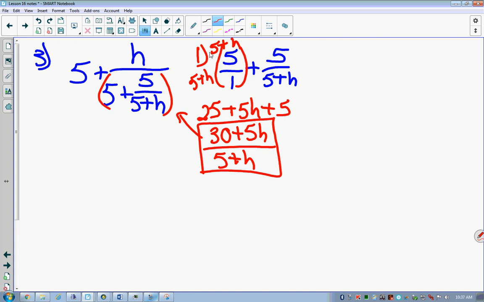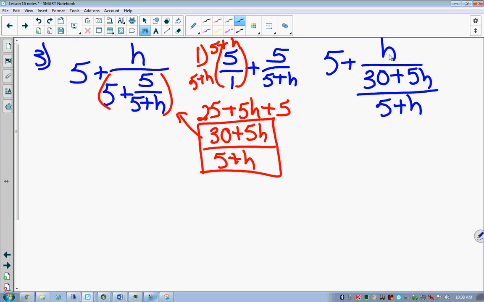Okay? All right. So now let's rewrite it. So we have 5 plus h over 30 plus 5h over 5 plus h. Can anybody tell me what we're going to do next for step 2? What's that? Multiply by the reciprocal. So what are my fractions that I'm multiplying? h over 1 times?